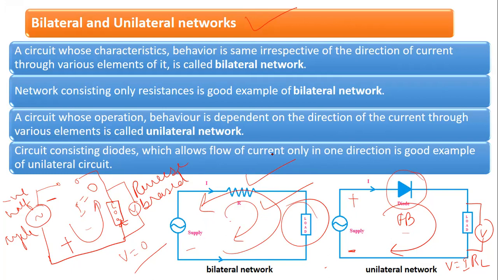Irrespective of the fact that you have changed the direction of voltage and the direction of current, the response and behavior of the circuit will not change. Such networks are known as bilateral networks.